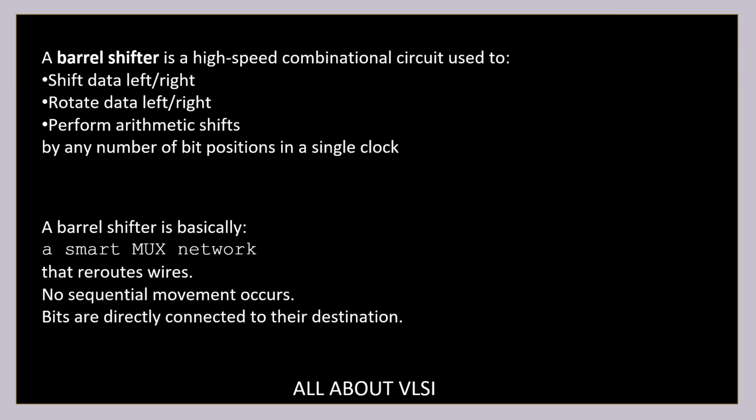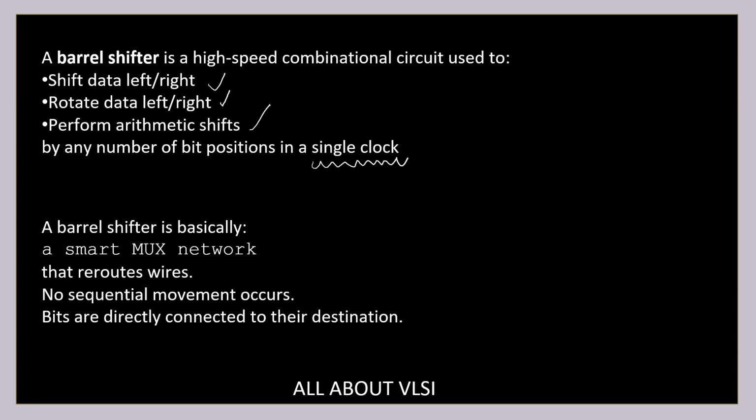Coming to this session, we are going to look into another project, which is basically the barrel shifter. It's a high speed combinational circuit, used for shifting the data towards left or right, or rotating the data towards left or right, and performing arithmetic shifts by any number of bit positions. The specialty of this barrel shifter is that it is done in a single clock cycle. If you use registers, you take multiple clock cycles for performing the shift operation, but using this barrel shifter, you rotate the data in a single clock cycle.